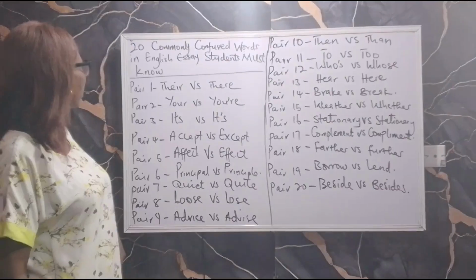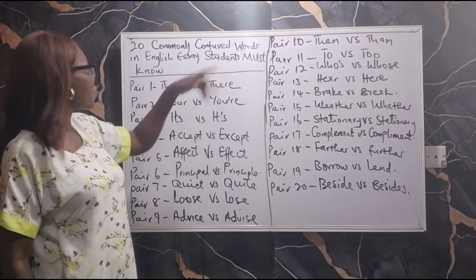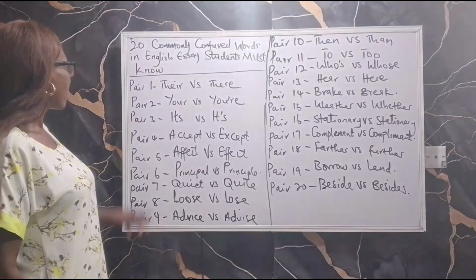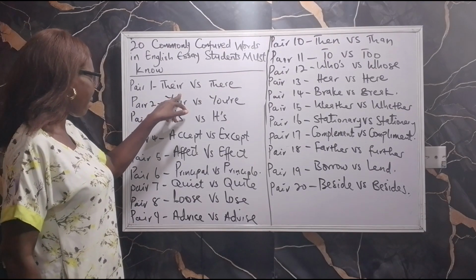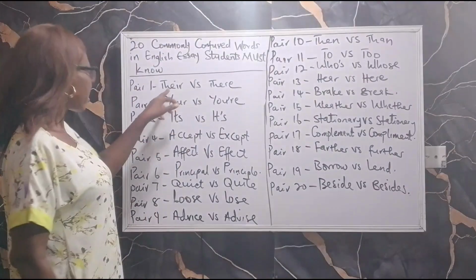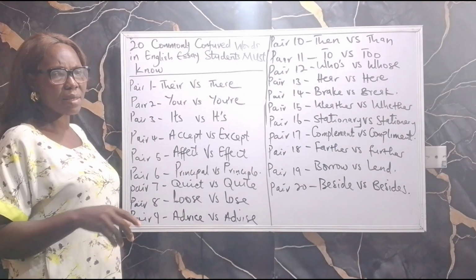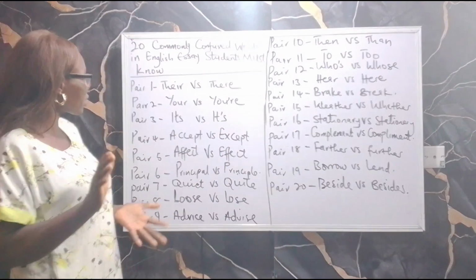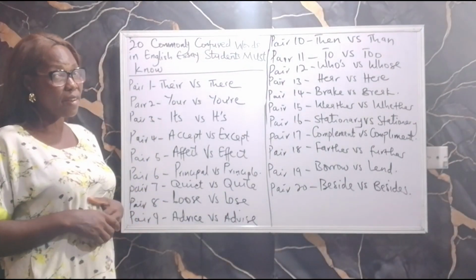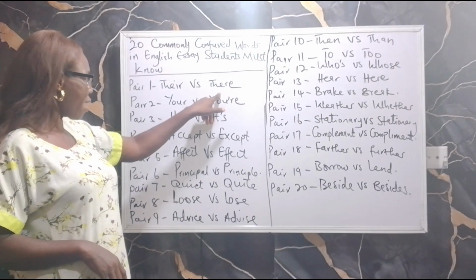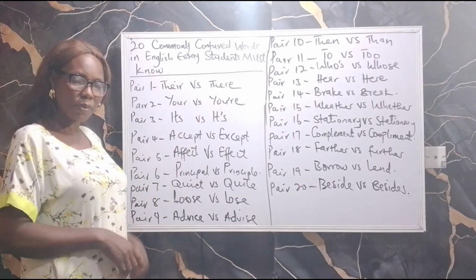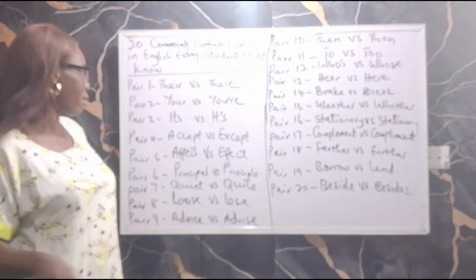The topic on the board is 20 commonly confused words in English that students must know. The first pair is there versus their. Their is used to show possession. For example, their classroom is very neat. There is used to refer to a place. For example, the students are sitting there.